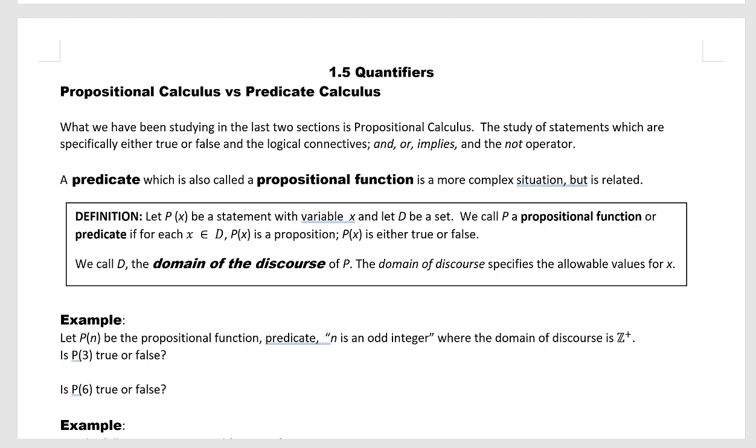A predicate, which is also called a propositional function, is a more complex situation, but it is related. Okay, here is the definition. Let P of X be a statement with variable X and let D be a set. We call P a propositional function or predicate if for each X in the set D, P of X is a proposition. So P of X is either true or false. We call D the domain of the discourse of P. The domain of the discourse specifies the allowable values for X.